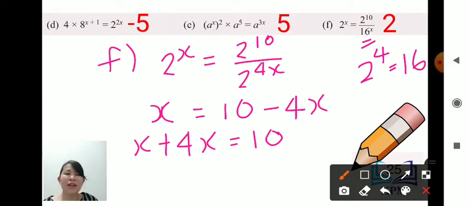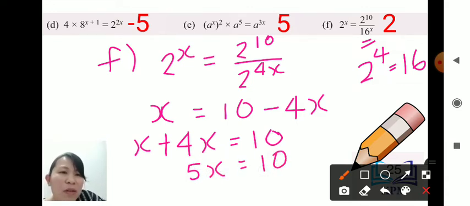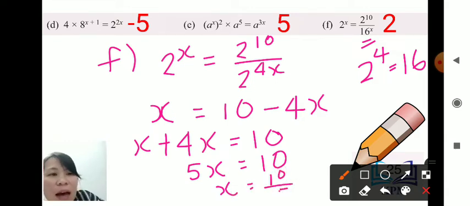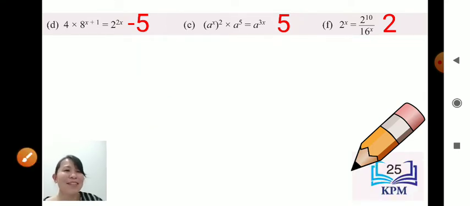When did you learn linear equations, class? When you were in Form 1. So please go and do some revision. If not, you will struggle. Okay, so x is 10 over 5. I cannot see the 5. Okay, 2. Very good. Okay, last three questions.